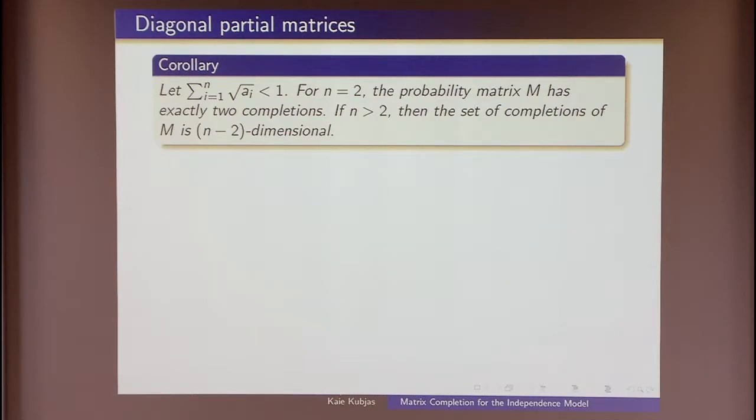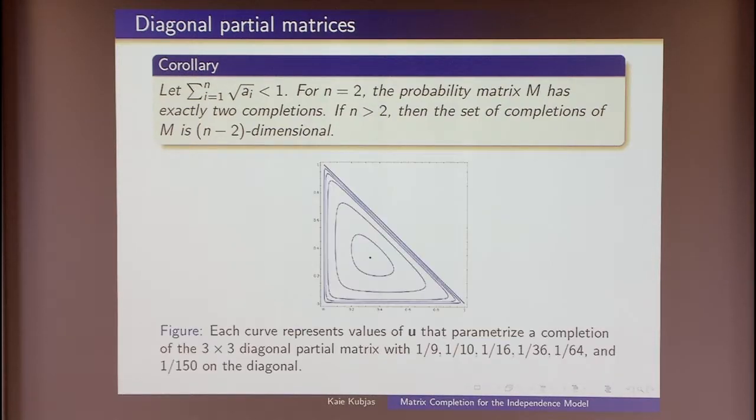And in fact, if the sum of square roots is less than 1, then if n is equal to 2, the probability matrix M has exactly 2 completions. And if n is greater than 2, then the set of completions of M is n minus 2 dimensional. Is it n minus 2 real dimensional? Yes, n minus 2 real dimensional. The n minus 2 dimensional sphere?